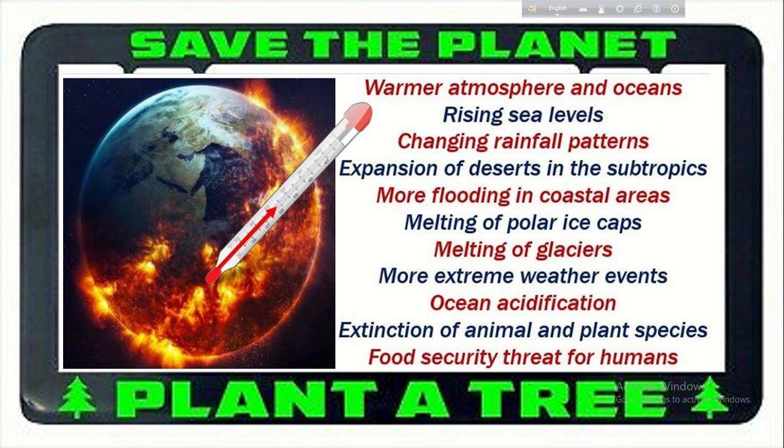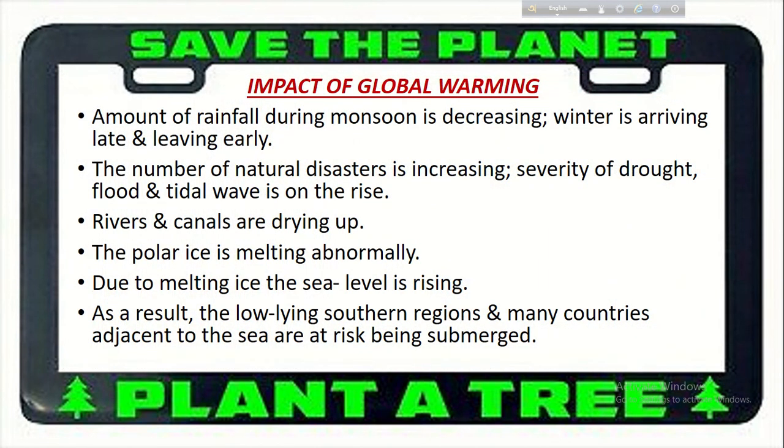Global warming warms the atmosphere and oceans, raises the sea level, changes rainfall patterns, expands deserts in the subtropics, that is usually the northern part of our country, and causes more flooding in coastal areas, the southern part of our country. It also causes melting of polar ice caps and glaciers, more extreme weather events, ocean acidification, acid rain, then extinction of animal and plant species, that means flora and fauna are day by day getting extinct, and a food security threat for humans. So one by one we will now learn the impact of global warming.